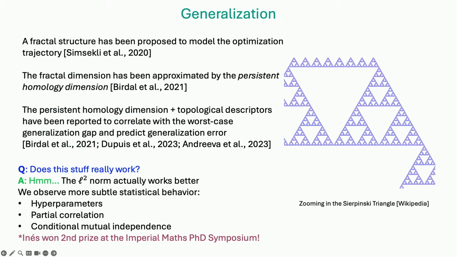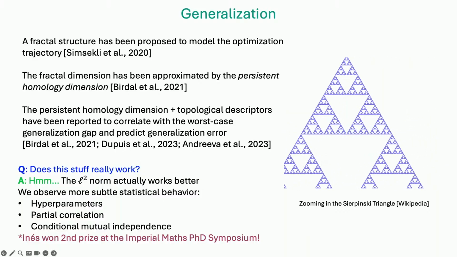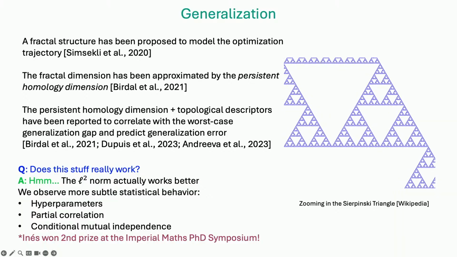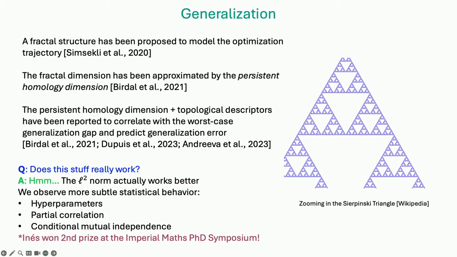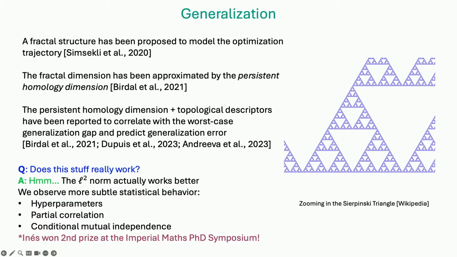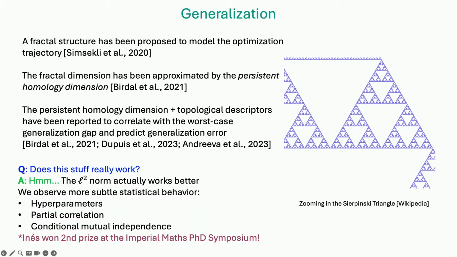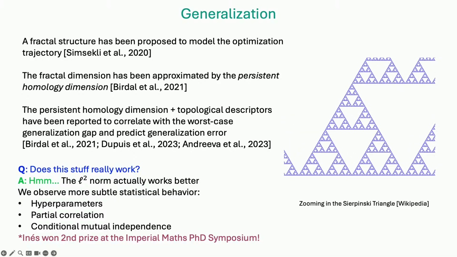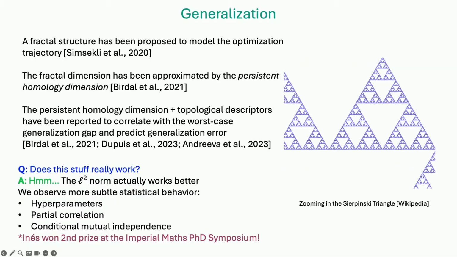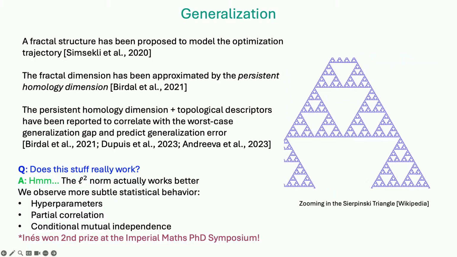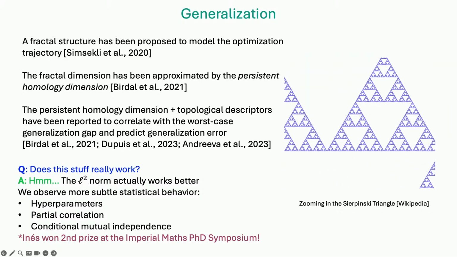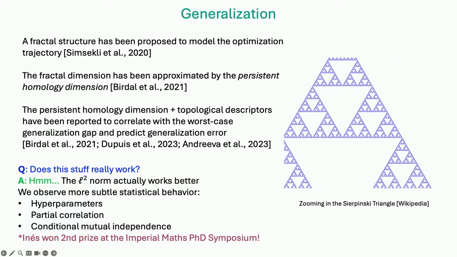And a pretty recent line of work, since 2020, has proposed a fractal structure for the optimization trajectory of your neural network. Fractals here come from random dynamical systems. It's an analysis thing. Disclaimer, I don't know anything about random dynamical systems, so I can't really say much about this, but the idea is it relies on some sort of self-similarity.